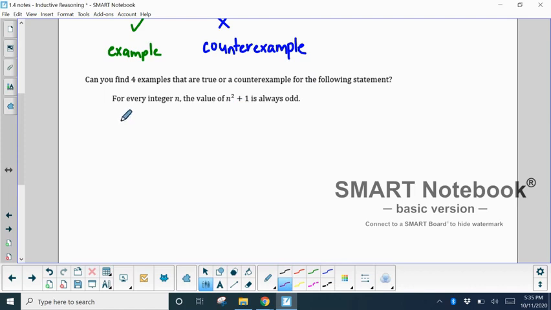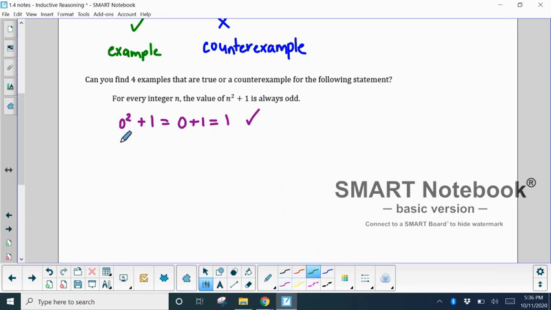So I'm going to try 0. I'm going to do 0 squared, I'm just plugging in for n here, plus 1. Well, 0 squared means 0 times 0, which is 0, plus 1. Well, 0 plus 1 is 1, and 1 is an odd number. That worked. That turned out to be true.